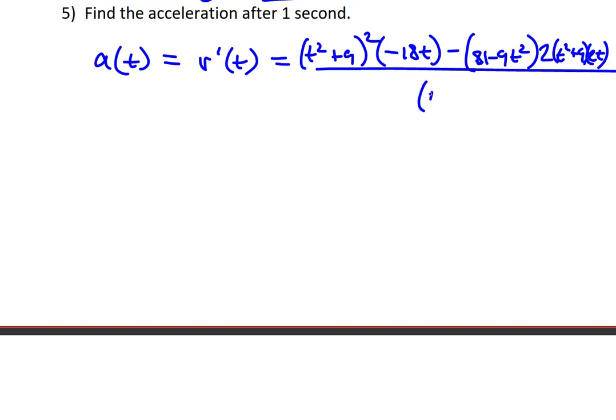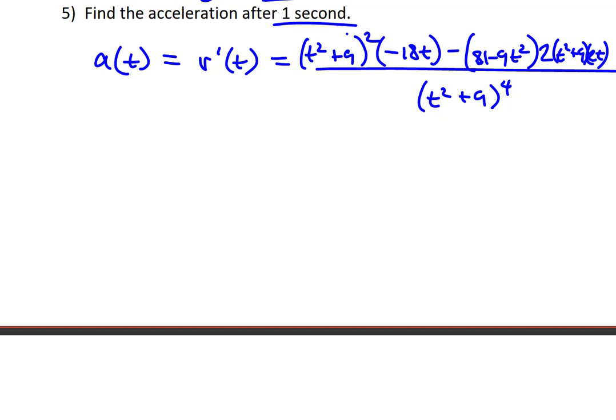And that's all over low squared, which would now be t squared plus 9 to the 4th, since we're squaring that binomial, which was already squared before. Okay, so it's a little ugly. We're not actually going to go too much further as far as cleaning up the algebra of this, because we actually have our input given.